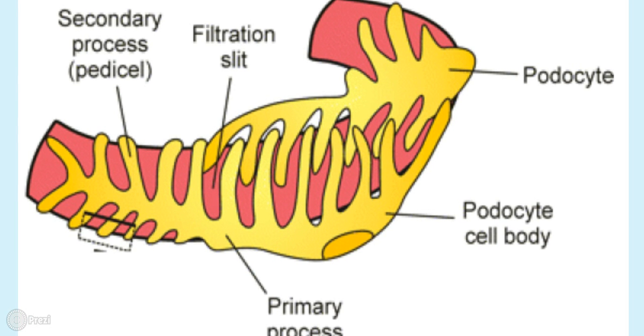Now is the structure of the podocyte. The podocyte has a cell body from which arise several long extensions called the primary processes. Each primary process gives rise to numerous secondary processes called pedicels. Pedicels of each podocyte interdigitate with pedicels of other podocytes, and the gaps between these interdigitations are called filtration slits.